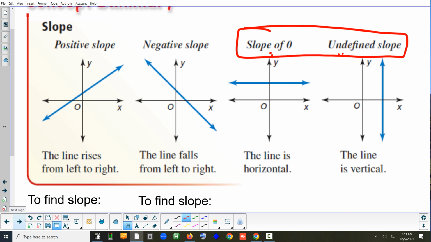So anytime I ask you what the slope of a line is, it always has to be one of those 4 things: positive, negative, 0, or undefined. Undefined is the only slope that's not a number. Everything else is a number. But undefined, you just would write undefined.